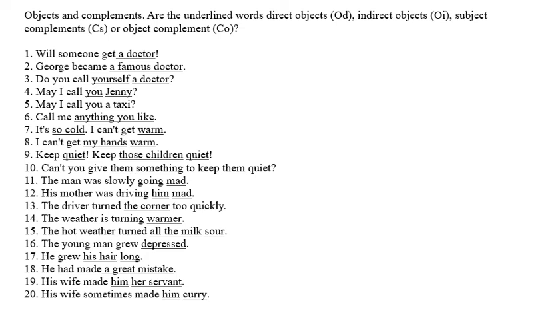Number 10. Can't you give them something to keep them quiet? You give them something, so you give something to them. So something here will be a direct object, them will be an indirect object. Okay. Something to keep them quiet. So again, the second them is the object of this infinitive verb form to keep.